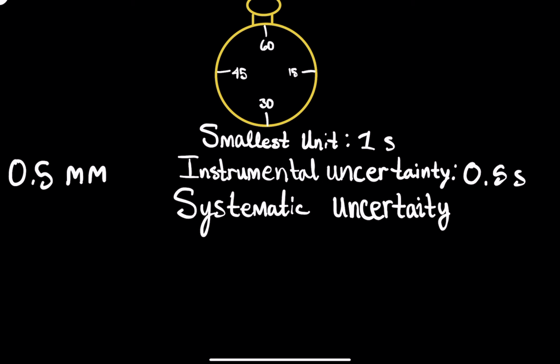Systematic uncertainty here could be that the clock is over 100 years old, so that means the clock could be measuring a whole second later. For example, if this clock runs 1 second slow, every timing measurement we take is off by the same amount. Unlike instrumental uncertainty, which varies with each measurement, systematic uncertainty skews all the results in one direction.